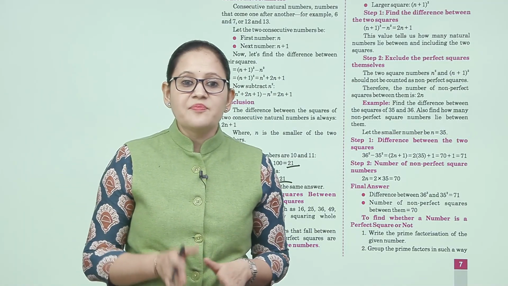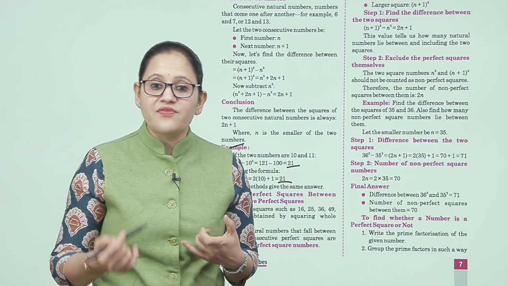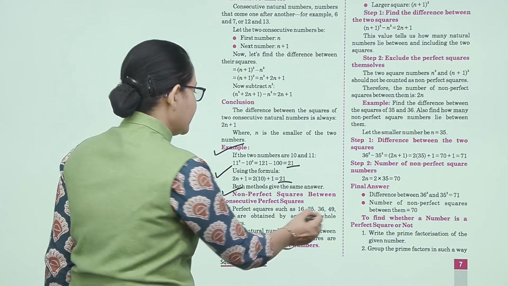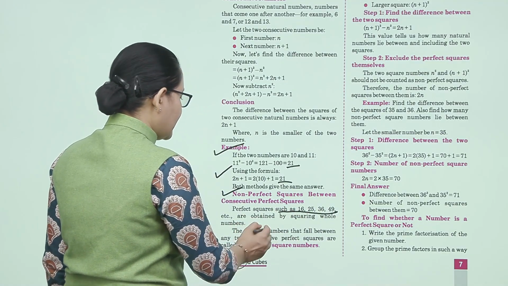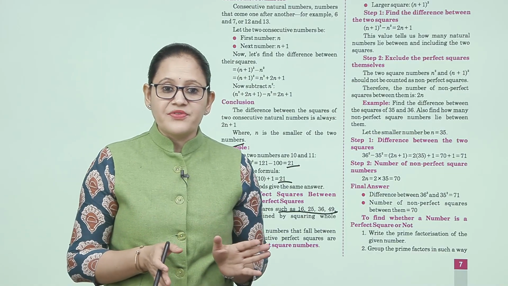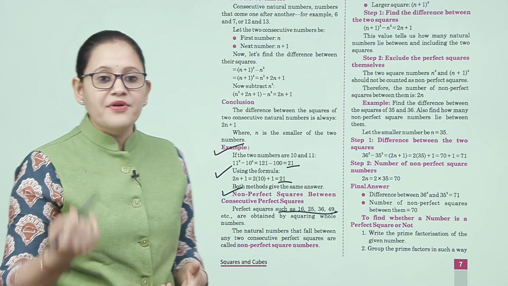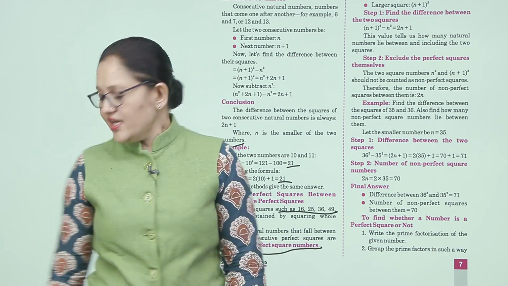Non-perfect squares between consecutive perfect squares. Perfect squares such as 16, 25, 36, 49 are all perfect square numbers. They are obtained by squaring whole numbers. The natural numbers that fall between any two consecutive perfect squares are called non-perfect square numbers.